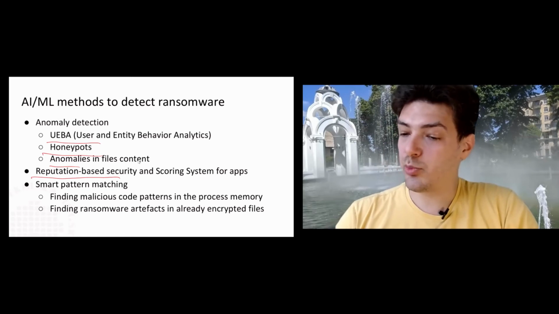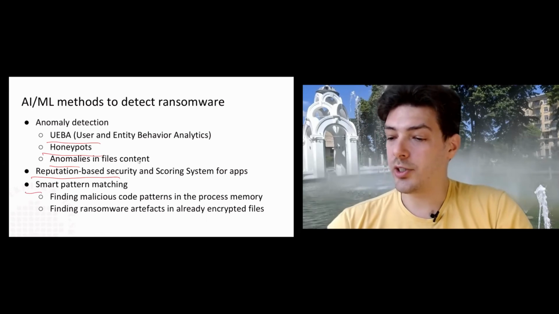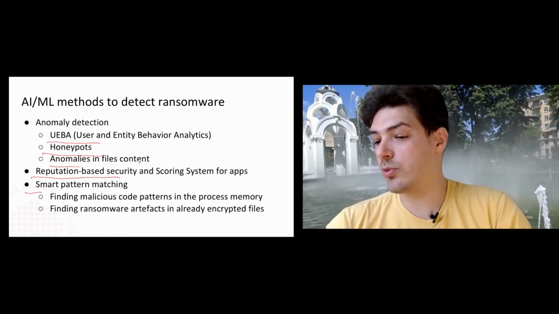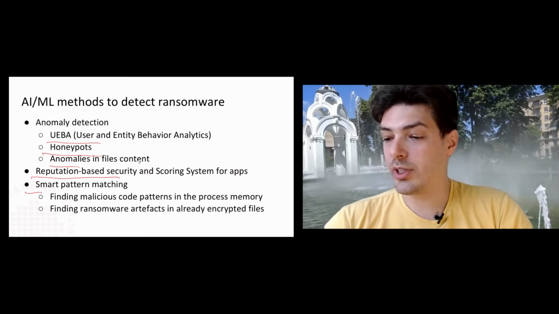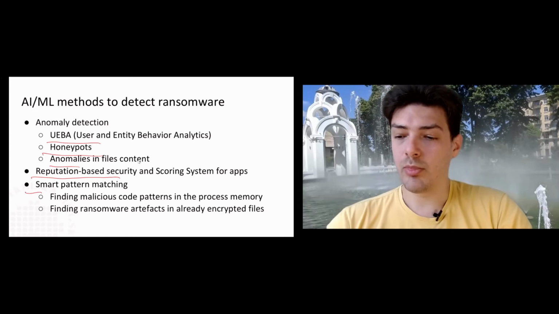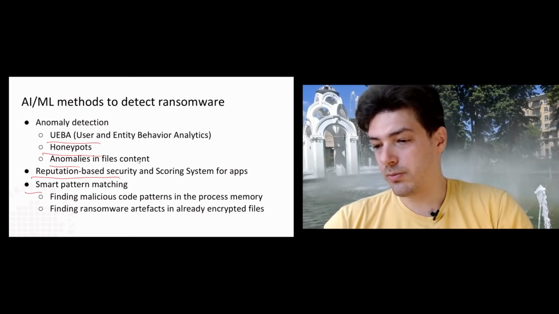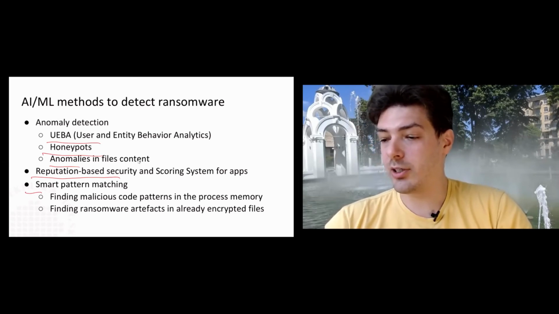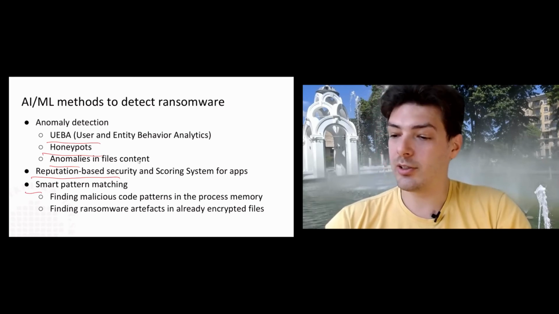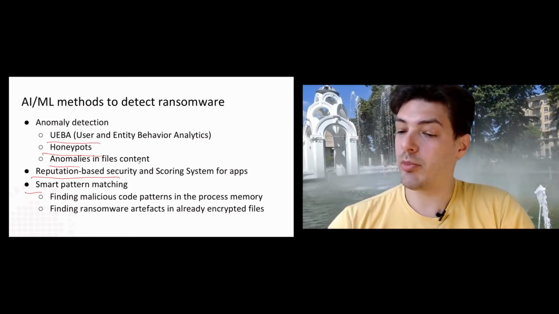Next one is smart pattern matching, where we can find malicious code patterns in the process memory or find ransomware artifacts in already encrypted files. This can be done, for example, by finding cryptographic primitives, some specific set of data, specific numbers that are used in encryption, and we can find these patterns in the process memory.